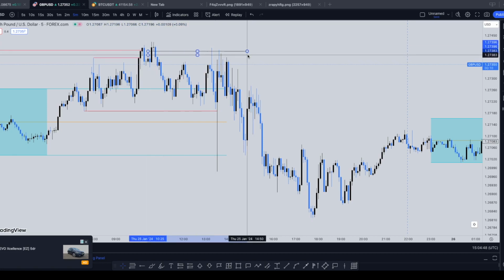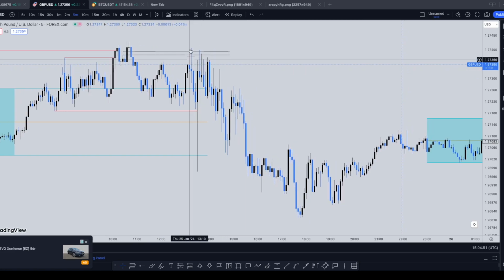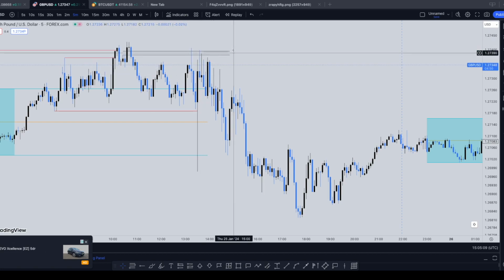Now, if we drag this along, we can see that no bodies were actually closing above this zone. It was a very sensitive area. All price wanted to do was collect orders from this area to push price lower. Now that will look messy to a lot of traders, but for us, we're used to price doing these sorts of manipulative price movements.